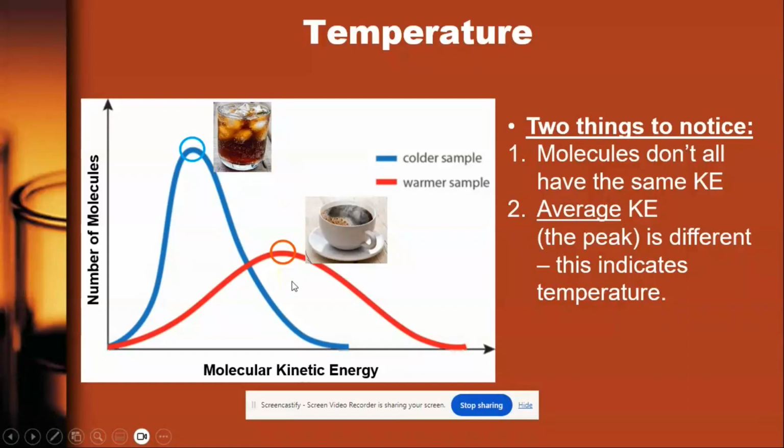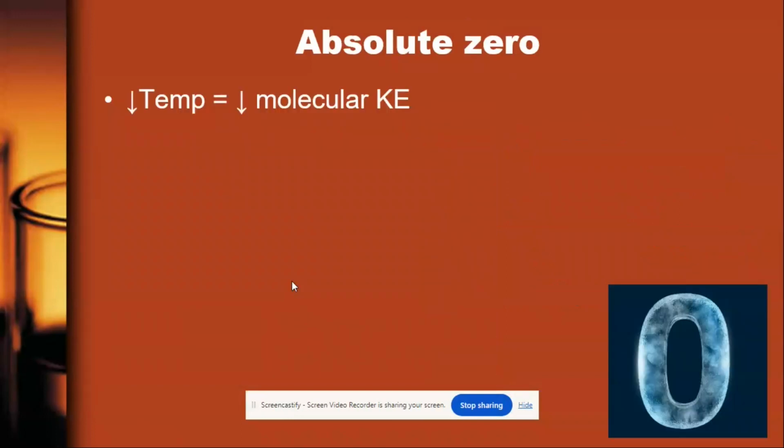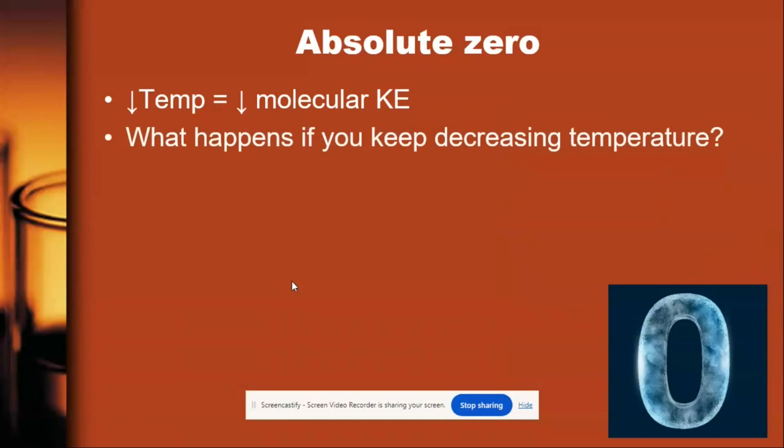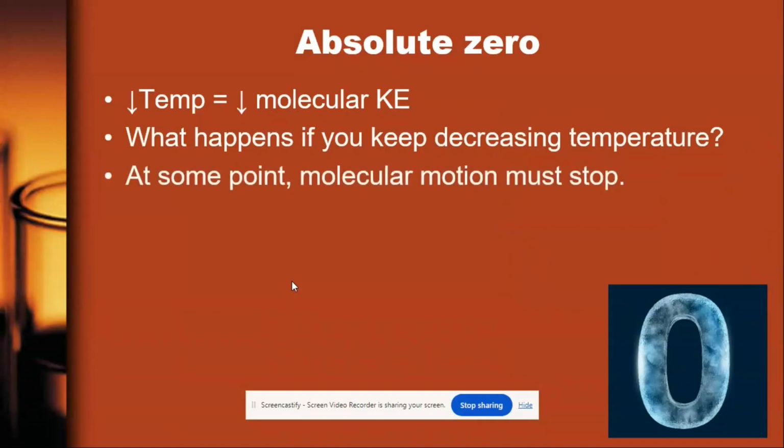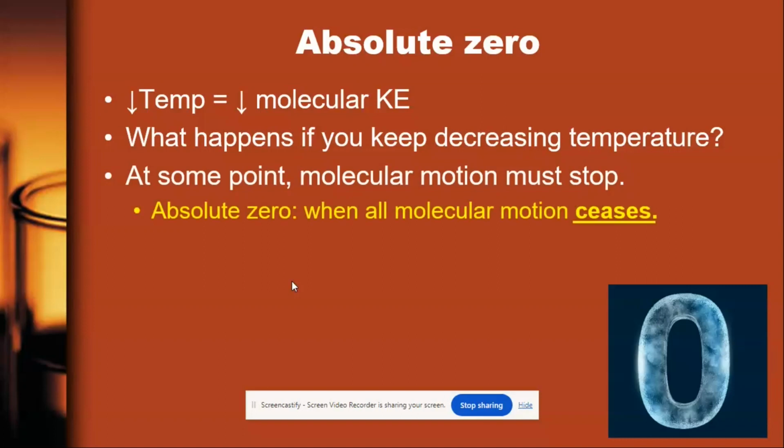Let's imagine what happens when we decrease that temperature. We saw earlier that as the temperature decreases, the molecules vibrate slower, and as they vibrate slower, they will have less kinetic energy. Well, what happens if we just keep decreasing that temperature? Probably not surprisingly, that kinetic energy will keep going down and keep going down. You can probably figure out by now that at some point, that molecular motion must stop. And that point is called absolute zero. You may have heard about absolute zero before, and this is what it is. Absolute zero is when all molecular motion ceases.